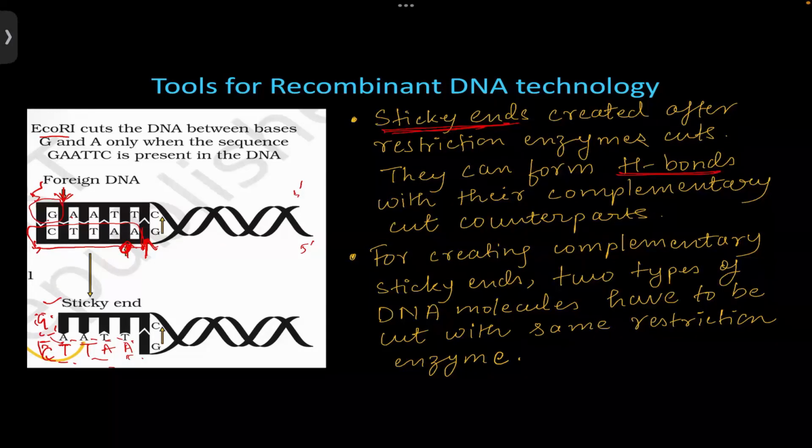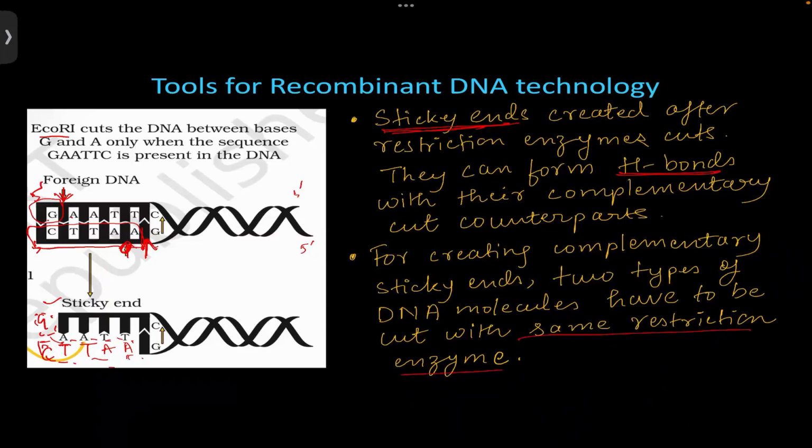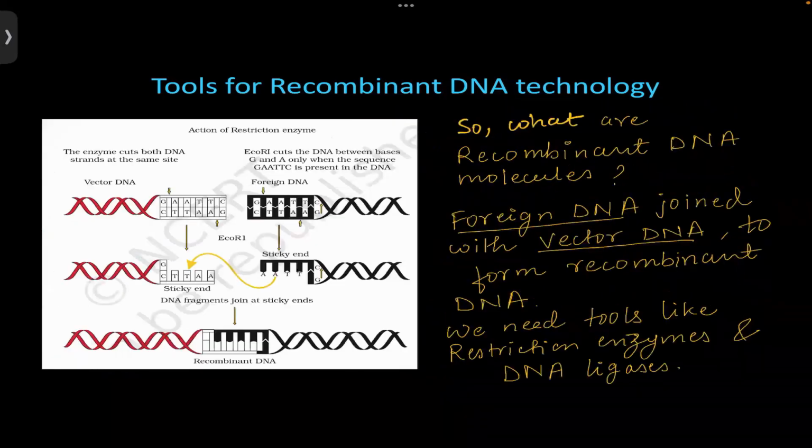So for creating sticky ends which are complementary to each other, one sticky end will be present in one DNA, and another sticky end will be present in another DNA molecule. So for creating this kind of complementary sticky ends, one must cut both the DNA molecules with the same restriction enzyme. This kind of complementary sticky end from another DNA molecule can only be created if both the strands are cut by the same enzyme, EcoR1. This will become more clear from this particular figure. So here, this is one DNA molecule.